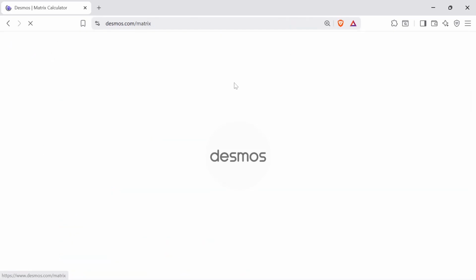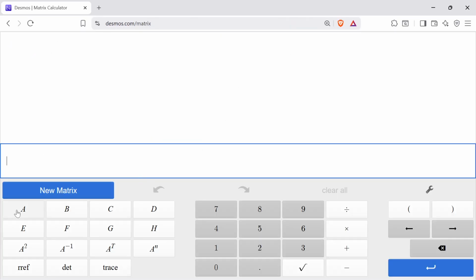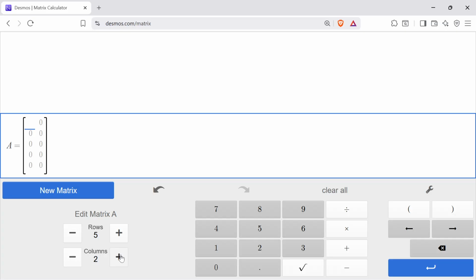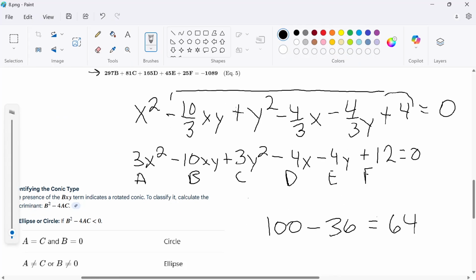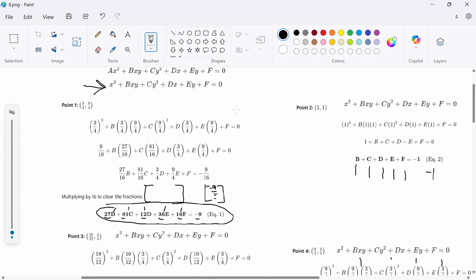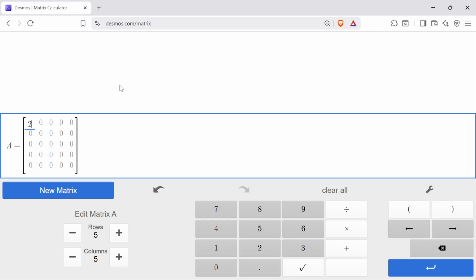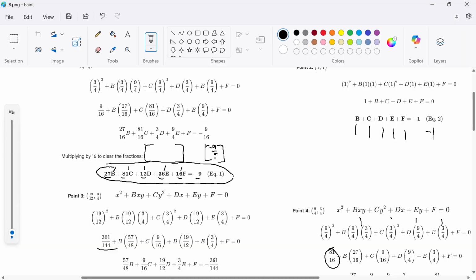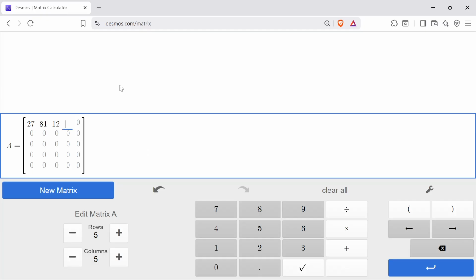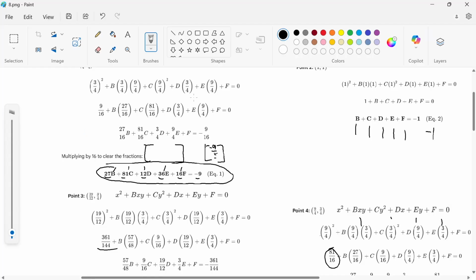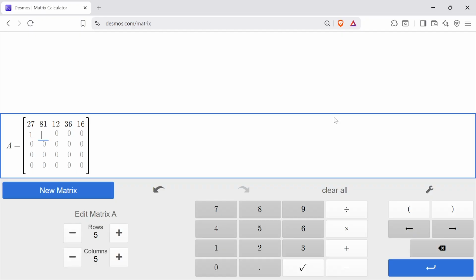Matrices. Okay, and you can do it on your TI. I'm going to put a new matrix. It's going to be a 5 by 5, and I'll put these numbers. The first row is 27, 81, 12, 36, 16. I'll make the other matrix later that has all the solutions in it. The second row is just 1s, and for some reason I put 2s.